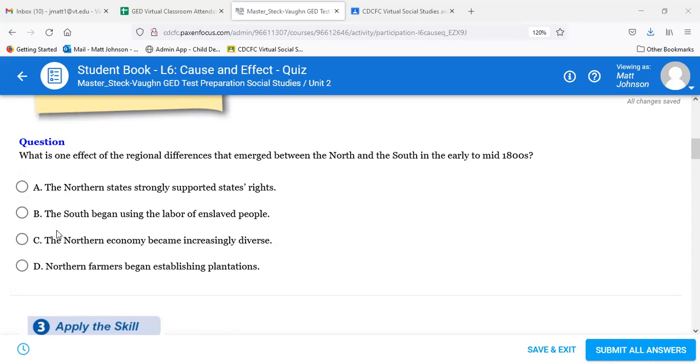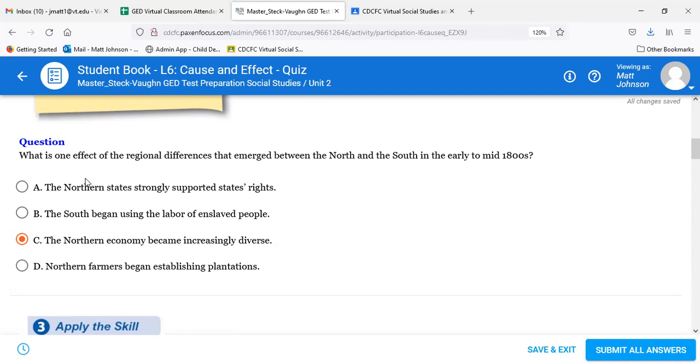C. Now, that would be reversed. It was the southern states that wanted to support states' rights over central government, federal government.